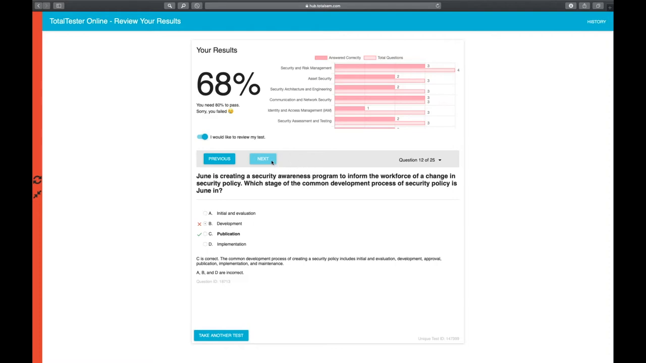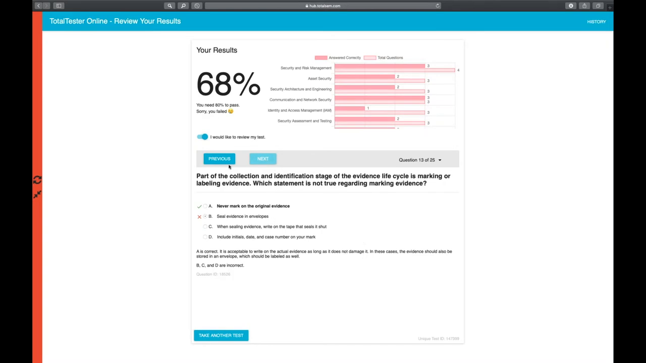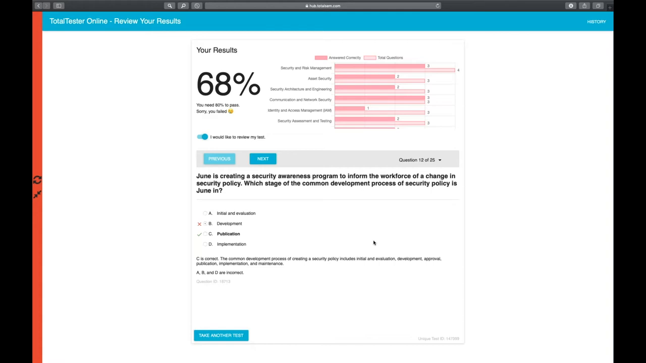The classical CISSP trick question. Yeah, that was a tricky one. I was thinking it would be updates, so it would fall in maintenance because they're updating it for this change. Now, they said that June has created an awareness program and is going to inform her users of a security policy change. That, to me, would be publication. But June is creating. Right. So the key is, if you go back, it says a change in the security policy, that something new is being introduced, right? That should generally mean development, right? Yeah, well, I don't know. It is one of these. Yeah, for me, June is creating. Anyway, all right.